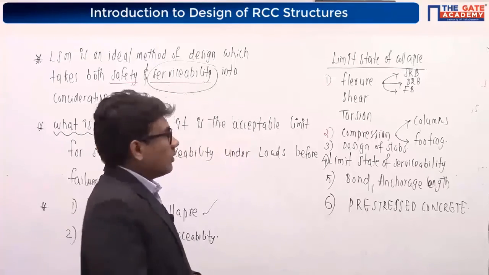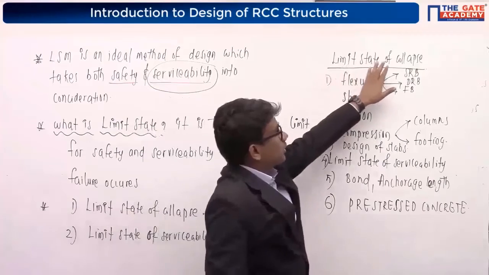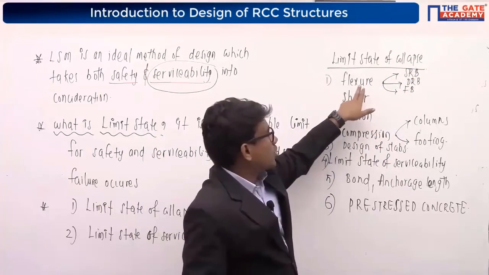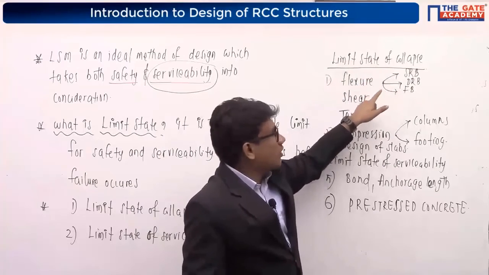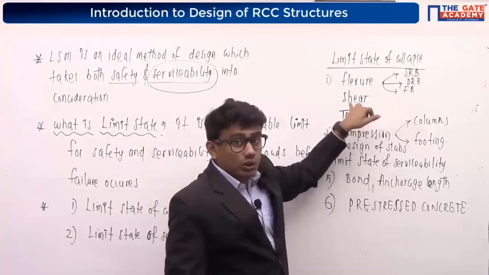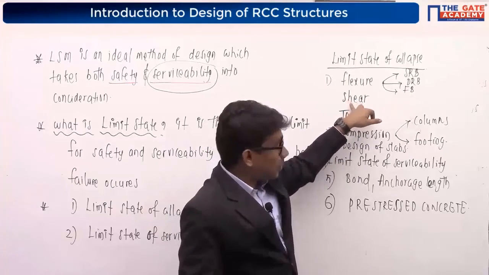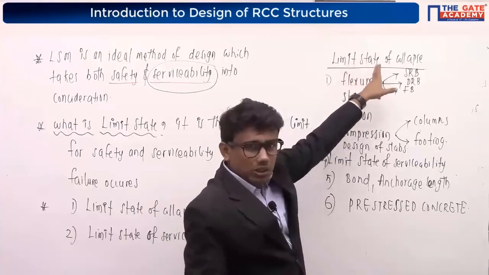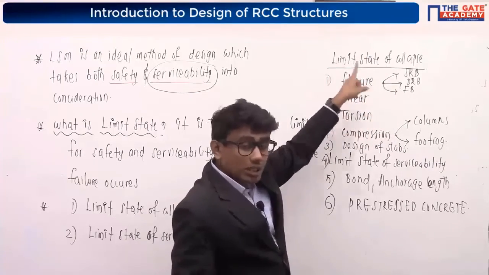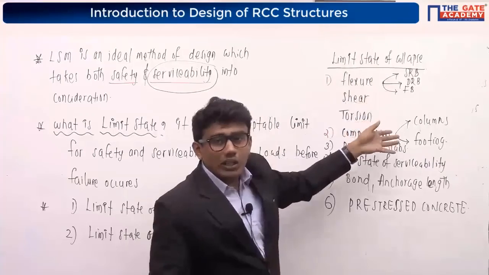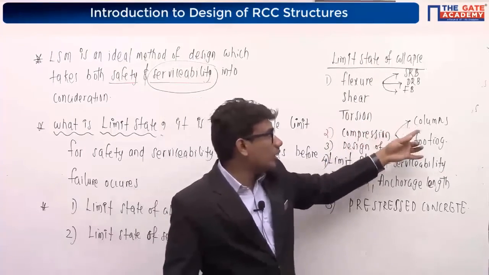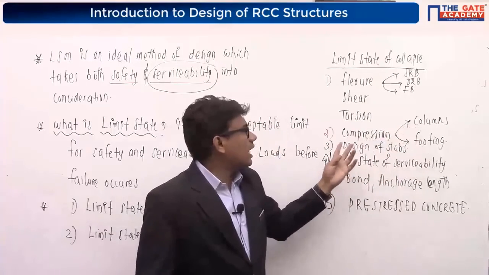We will learn about limit state method of collapse: flexure, shear, torsion. Under the heading limit state method of collapse flexure, we will learn how to design singly reinforced beams, doubly reinforced beams, and flanged beams, and limit state design for shear as per limit state method of collapse shear. Then torsion, how to design for torsion. Then under limit state method of collapse compression, we will learn how to design columns and footings. Then we will be learning the design of slabs.